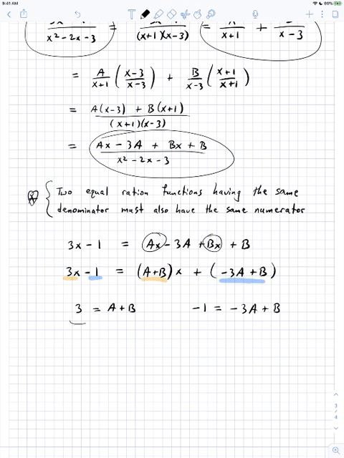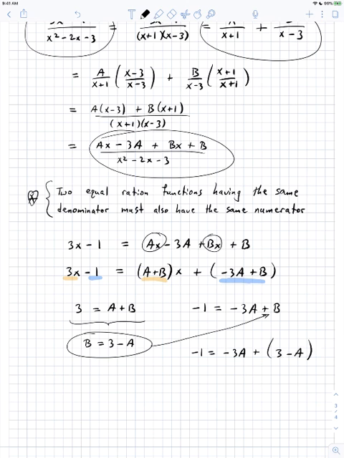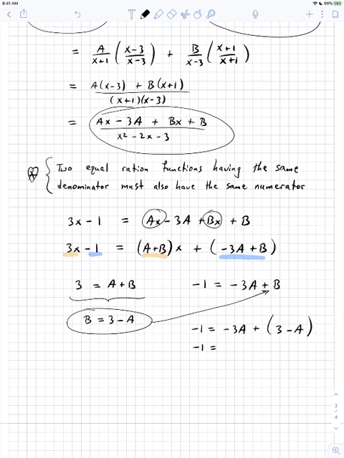For example, we could start with 3 equals a plus b, and we could solve this for b. So b is equal to 3 minus a. And then I could take this result and plug it into my other equation. So I have minus 1 equals minus 3a plus b, which is 3 minus a. So minus 1 equals minus 3a minus another a, that's minus 4a, plus 3.